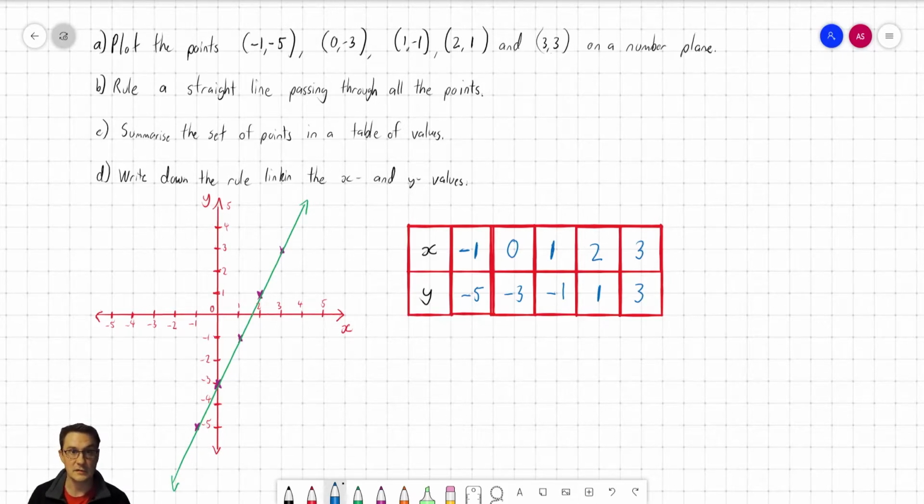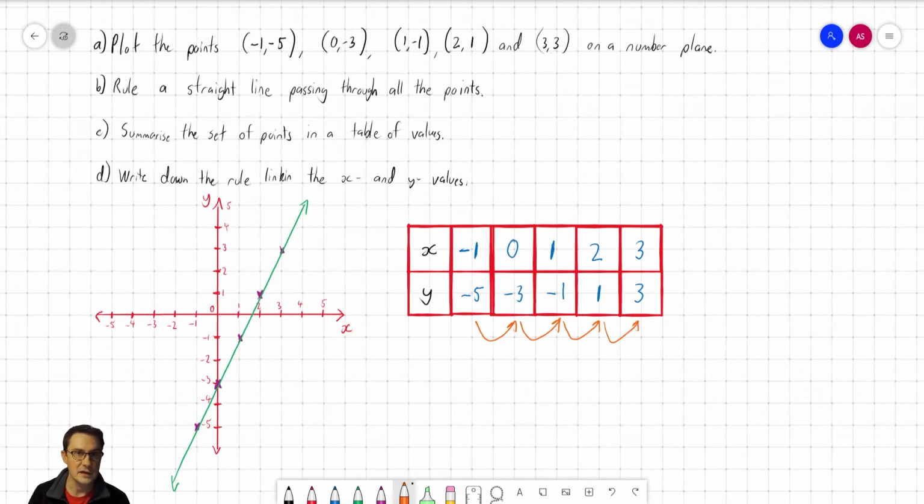Now the next step is to write a rule linking those x and y values together. Now the best way to do this is to focus on how the y values are changing here. What's the difference between them? So if we go from -5 to -3, what change is happening there? And do we have the same change happening from -3 to -1? And do we have the same change from -1 to 1 and from 1 to 3?